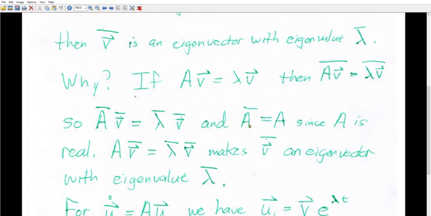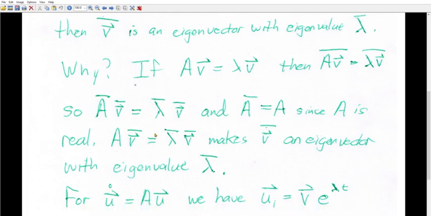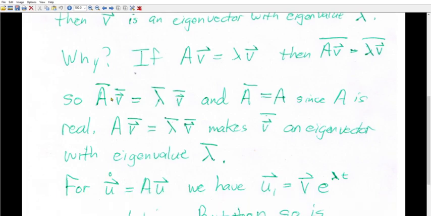A is a real matrix. The conjugates of real numbers are real numbers, the same real numbers. So we've got A conjugate equals A. And that means this equation becomes A times v conjugate is lambda conjugate v conjugate. And read what this says. It says v conjugate is an eigenvector with eigenvalue lambda conjugate.